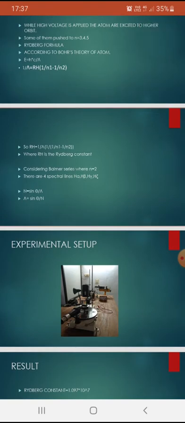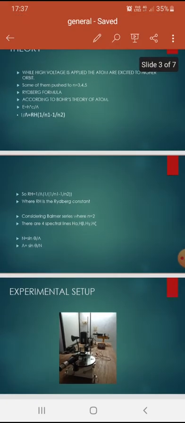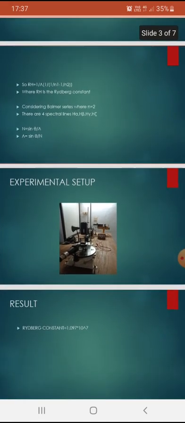The series of emission spectrum include the Lyman series, which includes light emitted by transition of electron to n1 equal to 1, where n2 is always greater than 1. The Lyman series occurs in the UV region. Using the equation 1 by lambda equal to RH into (1 by n1 squared minus 1 by n2 squared), we can find out the corresponding lambda values, and also from that we can calculate the RH value. RH is equal to 1 by lambda into 1 by (1 by n1 squared minus 1 by n2 squared).